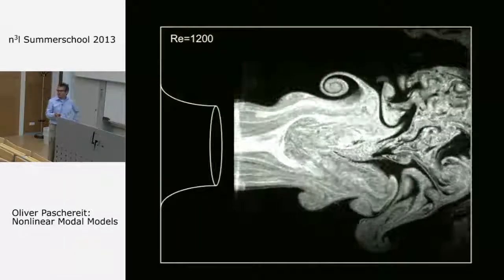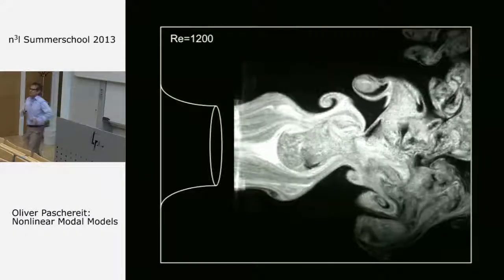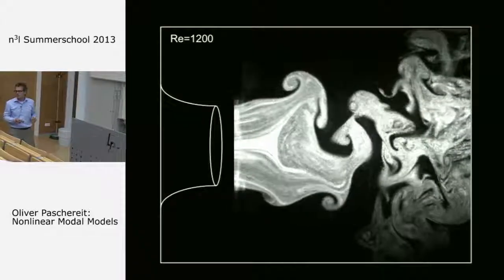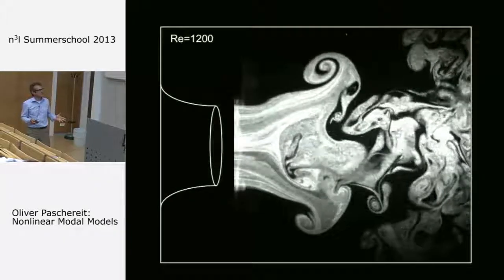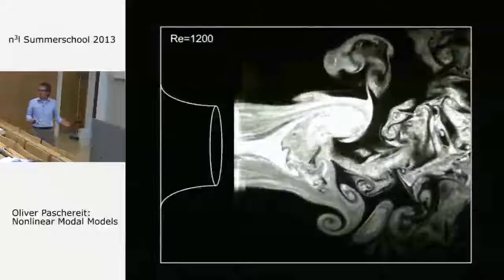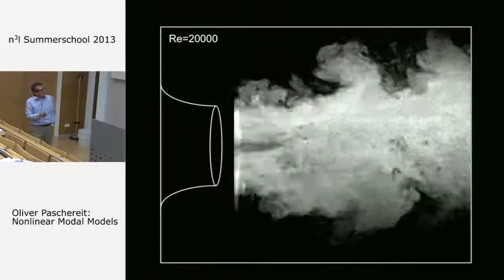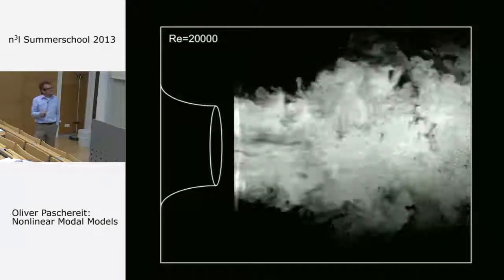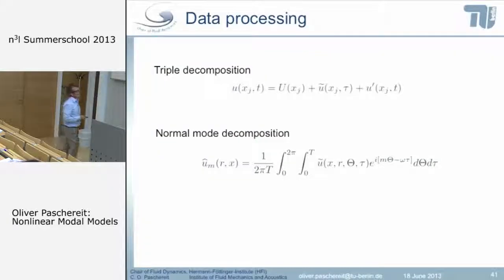But of course, this is not the Reynolds number we can work on. You can identify structures from here, but this has nothing to do with reality. In reality, we are at much higher Reynolds numbers. So let's look at a Reynolds number of 20,000. Well, then it's hard to distinguish any structures, or can you still see structures? I can't. So this is where we need to apply our techniques.